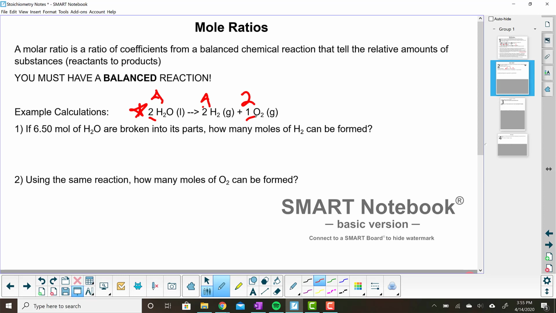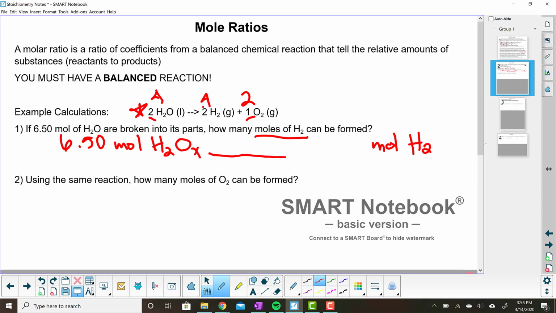So let's look at what that looks like in math terms instead of me just talking. In this first example here, if I have 6.5 moles of water and I break that water molecule into its parts, so into hydrogen and oxygen, I want to know how many moles of hydrogen would be formed? So if I'm starting with 6.50 moles of water, I want to know how many moles of H2 can be produced. Let's set up our conversion.